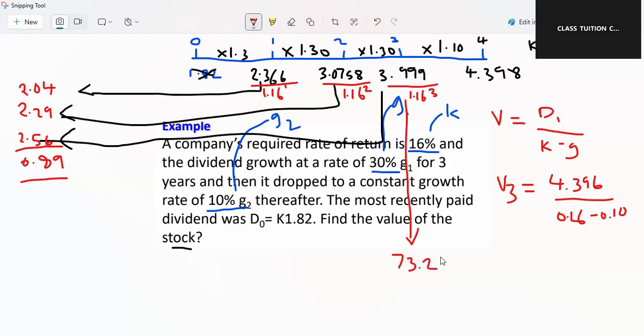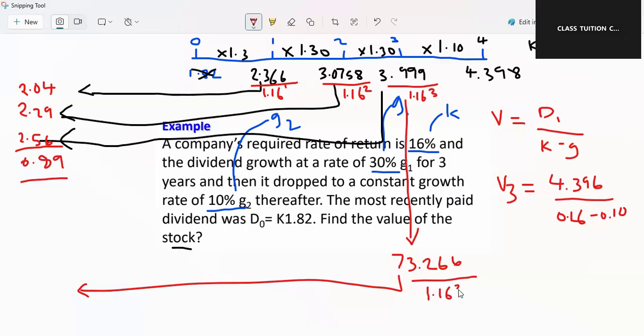73.266. But we want to find the value of stock now also here. So we also take it back to year 0. How do we take it back to year 0? By discounting it using the market rate. So when we take it back from here to this side here, we're also dividing, since it's on year 3, here we're going to divide it also by 16% as of year 3. So 1.16 to the power 3.